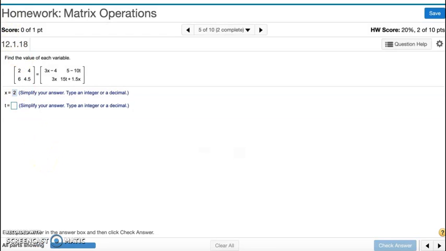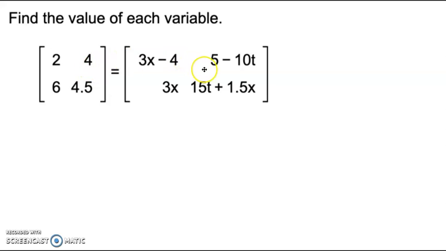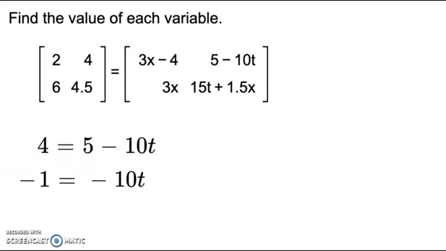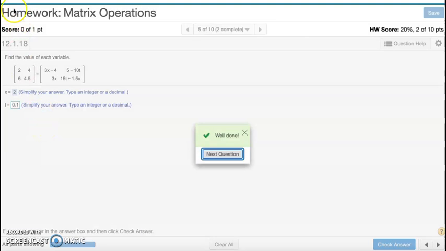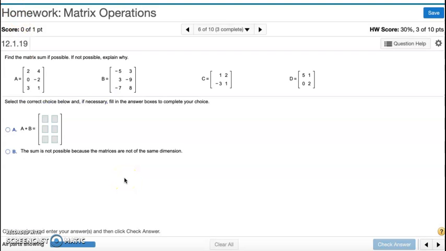So let's do that. We can set 4 equal to 5 minus 10t. Now subtract 5 from both sides. You get negative 1 equals negative 10t. Divide both sides by negative 10, and you get t equals 0.1. It wants our answer as a decimal. So let's put that in. Typing in 0.1, and that's number 5. Number 6, find the matrix sum if possible.